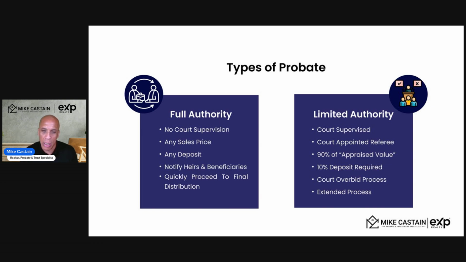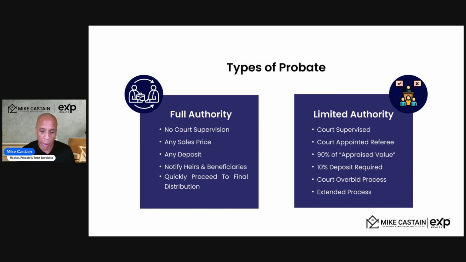Likewise, there's a court-mandated 10% deposit required on a court-supervised limited authority probate real estate transaction, and that really limits a lot of buyers in regards to the amount of the deposit, not to mention the down payment that can be applied to the property.